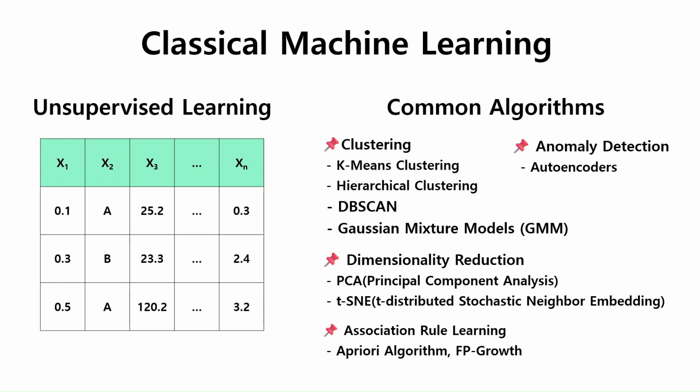Dimensionality reduction, reducing the number of features while preserving important information. Popular methods are PCA, or Principal Component Analysis, t-SNE, which is great for visualizing high-dimensional data. Association rule learning, finding relationships between items, like in market basket analysis. Common algorithms: Apriori algorithm, FP-growth.